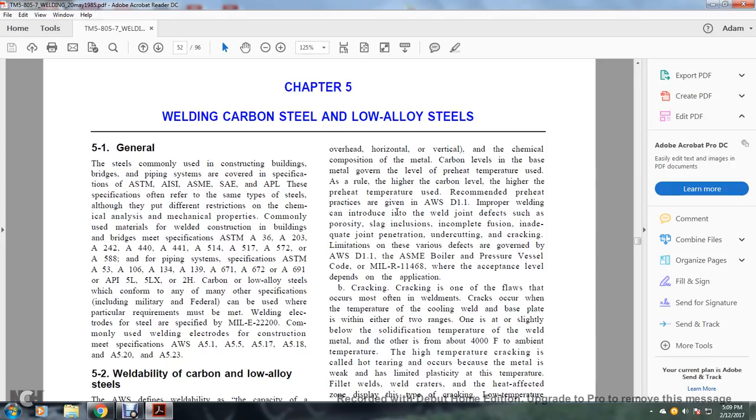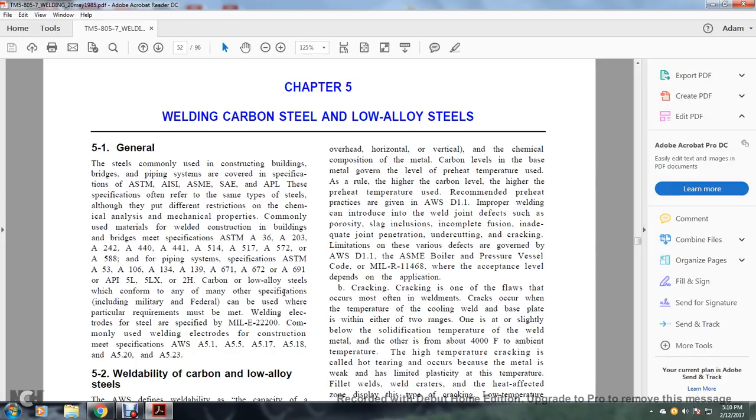They differ in the restrictions for chemical analysis and mechanical properties. Commonly used materials for the construction of buildings and bridges must meet American Society for Testing and Materials specifications A36, A203, A242, A440, A441, A514, A517, A572, A588. The piping system has specifications of ASTM A53, A106, A134, A139, A671, A672, A691, and American Petroleum Institute 5L, 5LX, 2H.